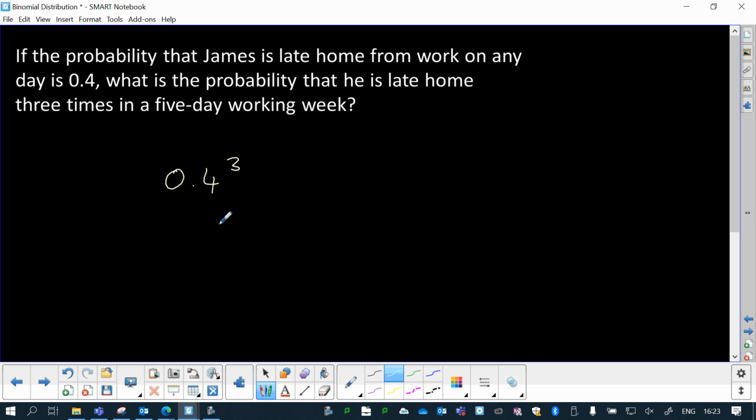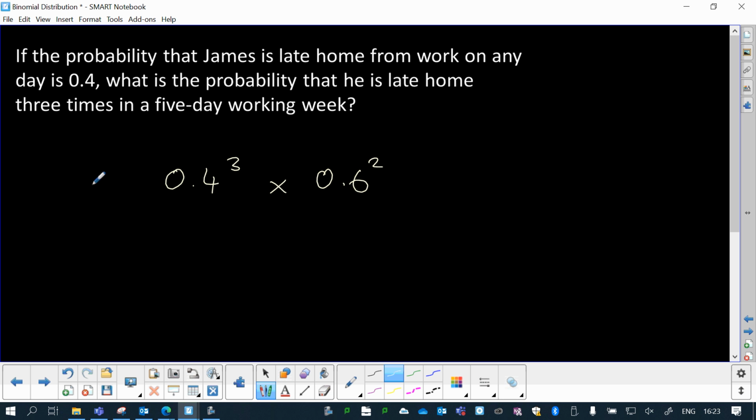Now, if we just did 0.4 cubed, that's just the probability of being late 3 times in a row, isn't it? But we're talking about a 5-day week, so I might have interrupted Sri there, but what are we going to have to multiply that by for the 2 days that he's not late? Yeah, 0.6 squared. Now this calculation here describes James being late Monday, Tuesday, Wednesday, and then on time Thursday, Friday. Right? But what about being late Monday, on time Tuesday, late Wednesday, Thursday, on time Friday? Right? So we need to work something else out.